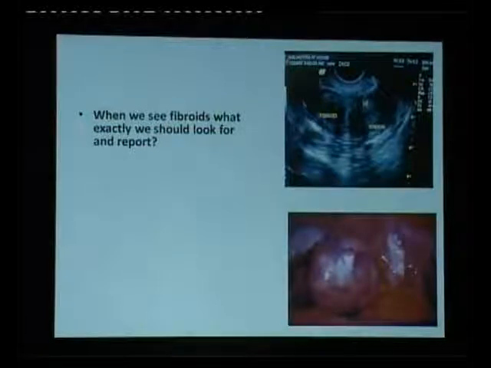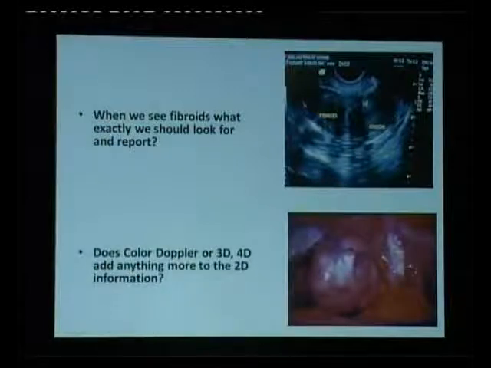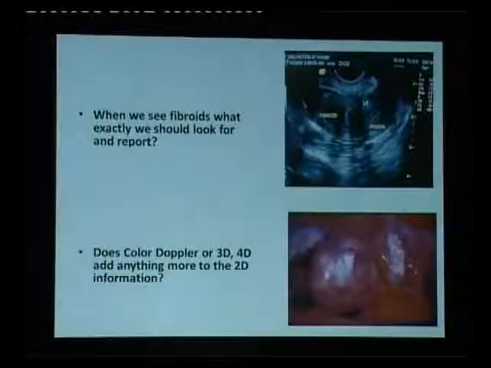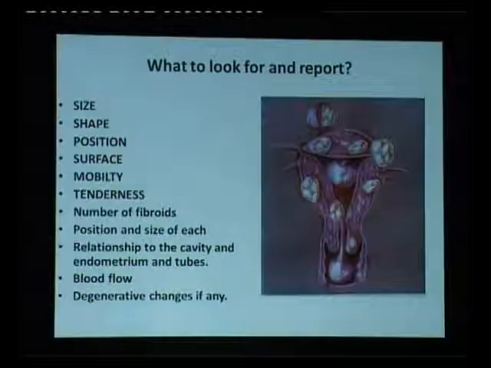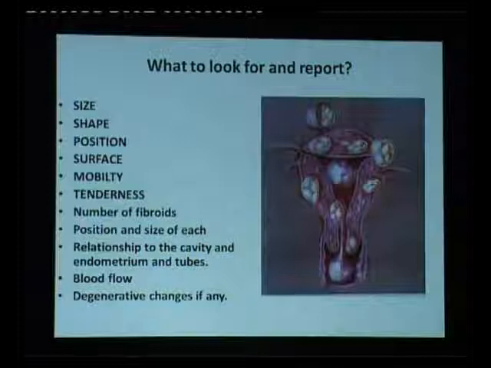So all these things need to be reported, and what the blood flow is like, because again it will give you a lot of insight into how the growth of the particular fibroid is going to be affected. So when we report or when we look at the size, we look at the shape, we look at the position, we look at the surface, we look at the mobility, we look at the tenderness, because that will give you a lot of insight into whether there's any red degeneration happening or an infective process going on.